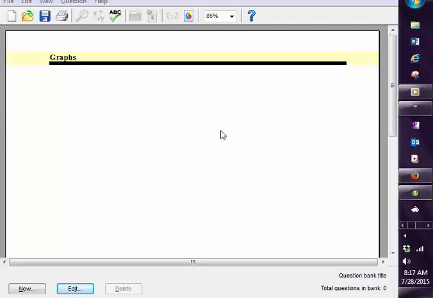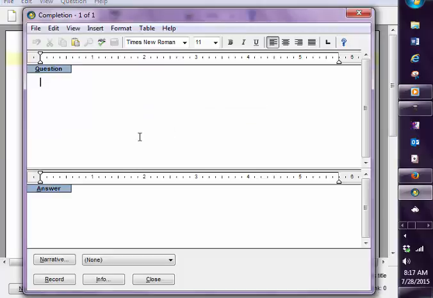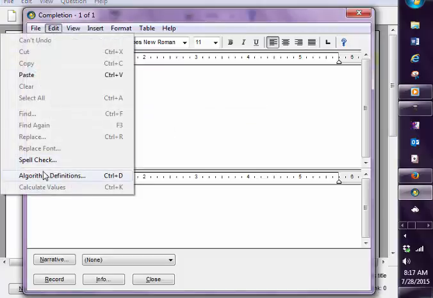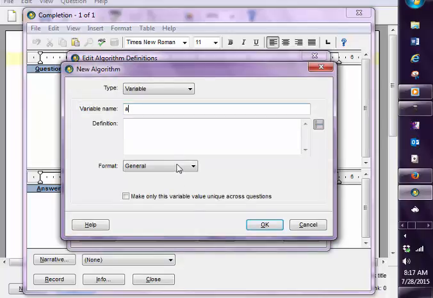Okay, so we're going to make an exam view, and to do so we're going to add a new question that's completion. Before you can make the question, you have to name the variables. So let's call the first one A, and it goes from -10 to 10 by ones.